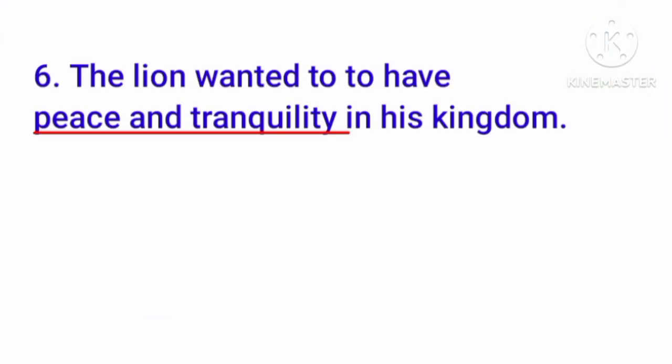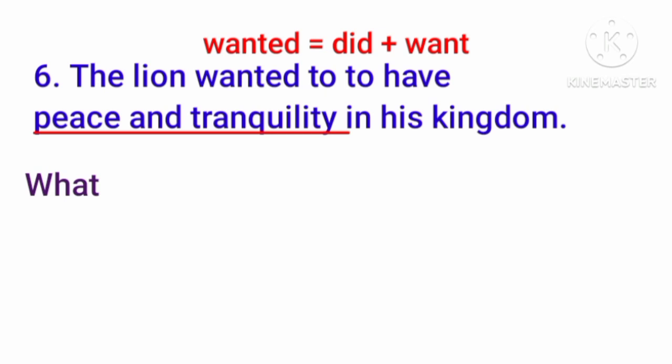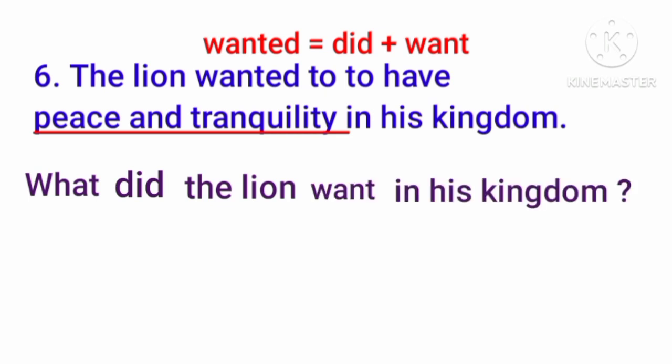Peace and tranquility is an idea. So your word has to be what. The verb wanted is equal to did plus want. So the auxiliary verb is did. In the third place, you have to write the subject, that is the lion. After this, the main verb in its original form, that is want. Finally, all other portion except the underlined portion.